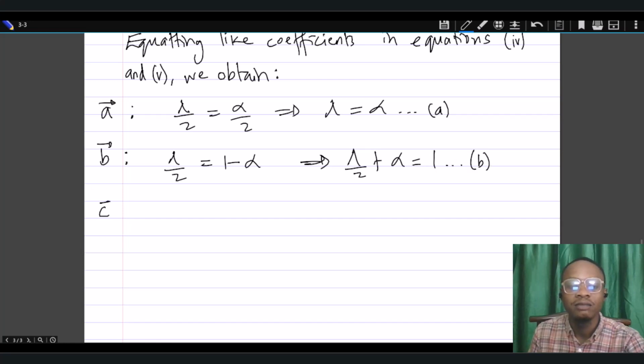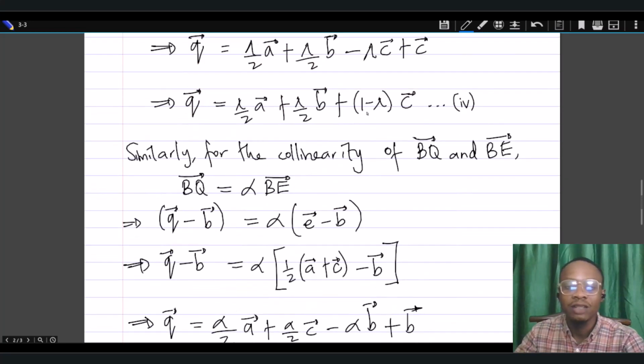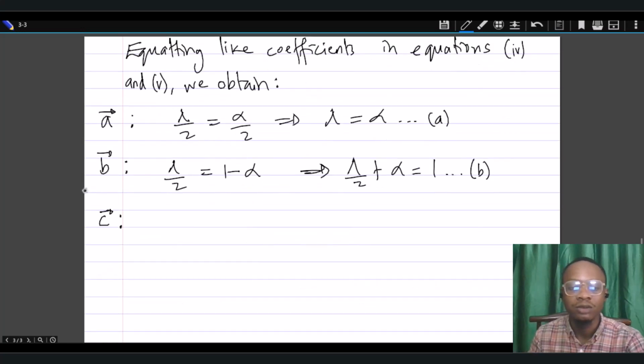And then for the third part, for the coefficient of C, we will have 1 minus lambda to be equal to alpha over 2. So this is going to give us 1 minus lambda equals alpha over 2. So from here, we will have another relation, alpha over 2 plus lambda to be equal to 1. And that will be the third equation.